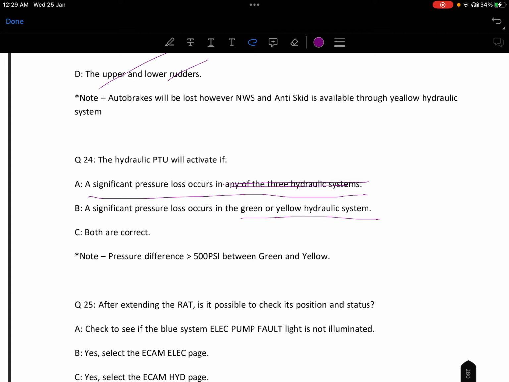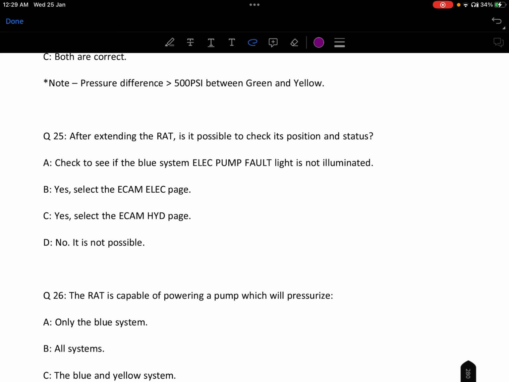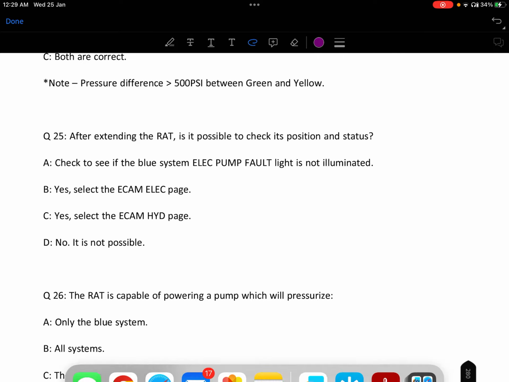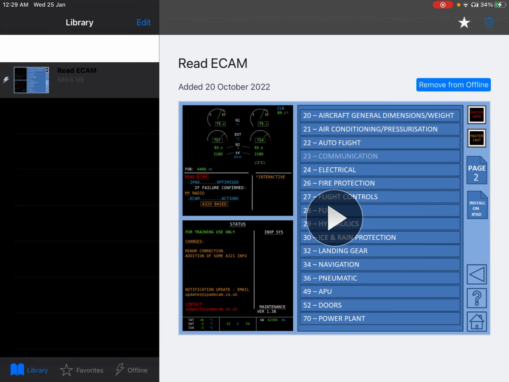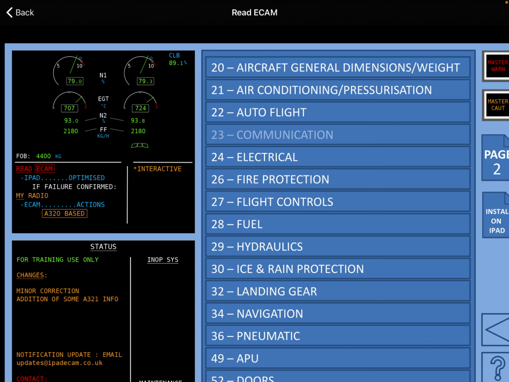Question number 24. A hydraulic PTU will activate when a pressure difference of 500 psi will be there between green and yellow. So a significant pressure loss in any of the three? No, not any of the three, but it's green and yellow hydraulic system. Yes, Bravo is correct. After extending the RAT, is it possible to check its position and status? Yes, we can check its status and position only on the ECAM hydraulic page.